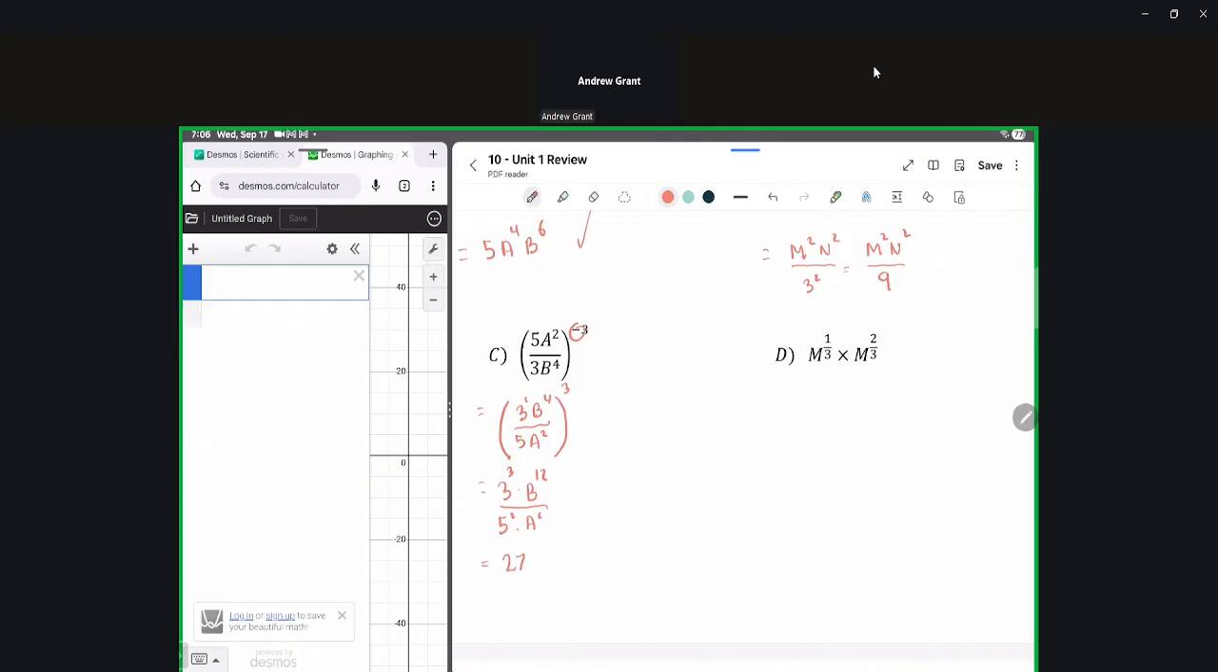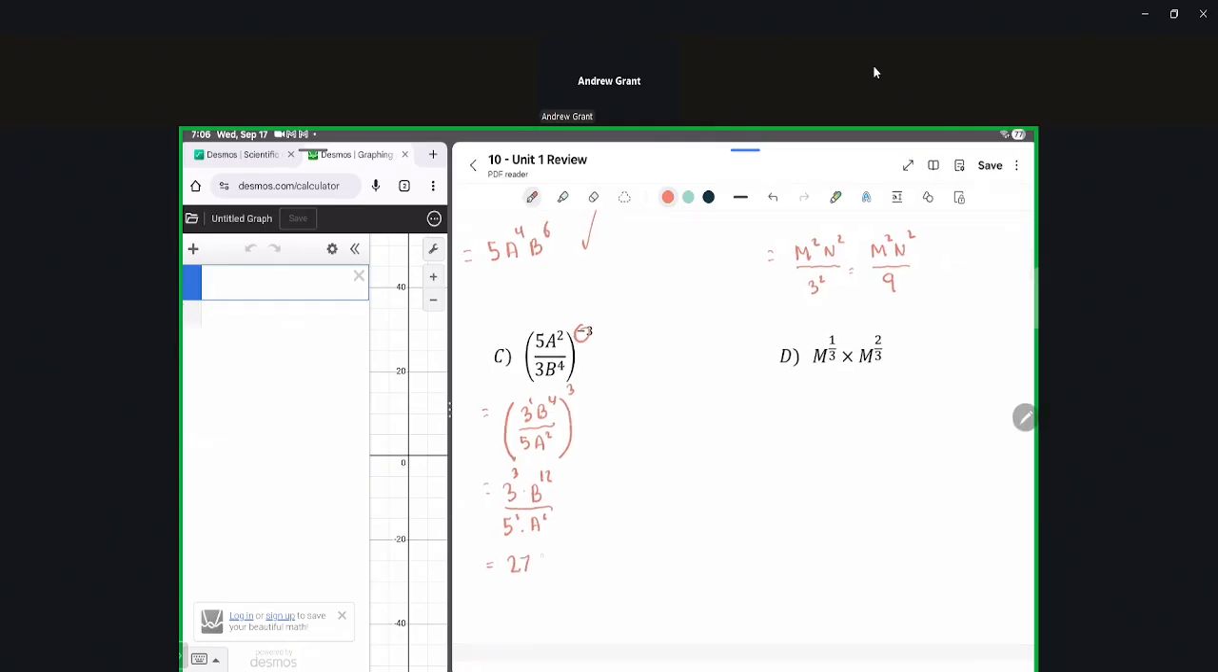And again, you can refer to those power of a power charts just because it's quite helpful to commit those to memory. So it's 27 times b to the power of 12 divided by 5 to the power of 3 is 125 times a to the power of 6. Let's go ahead and clean up that one a bit here.